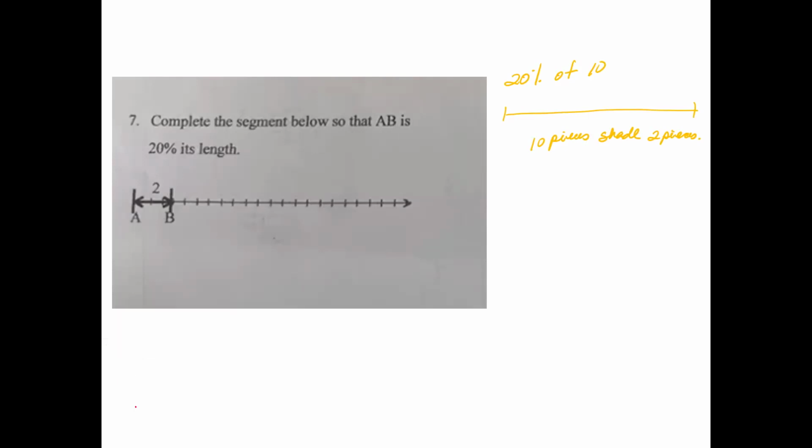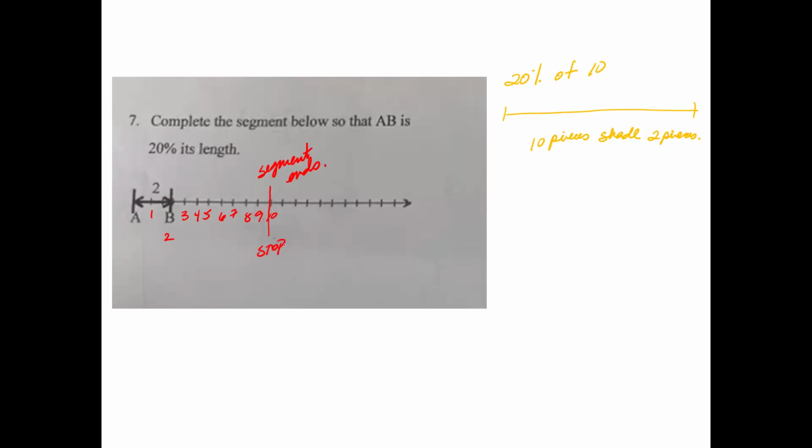So let's take a look at the tick mark. From A to B, that's 2, right? So that's 1, 2, 3, 4, 5, 6, 7, 8, 9, 10. Complete the segment below, so AB is only 20% of its length. So then, 2 pieces, you stop at 10, right? So it's going to end right here at 10. This is where the segment ends, right? So you could just stop right there.